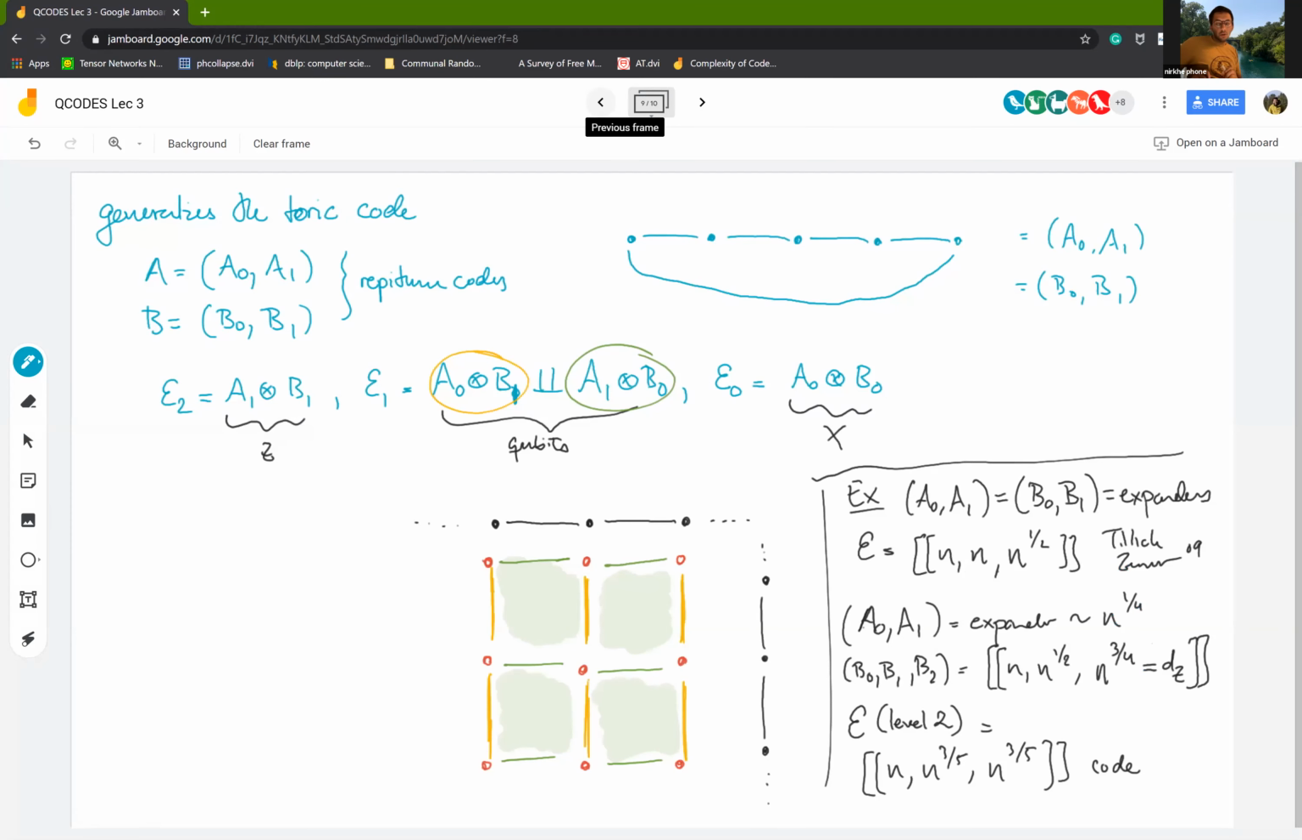and they need the A0 and A1 and B0, B1 to be expanders. And they referred to this in that paper as hypergraph product codes.